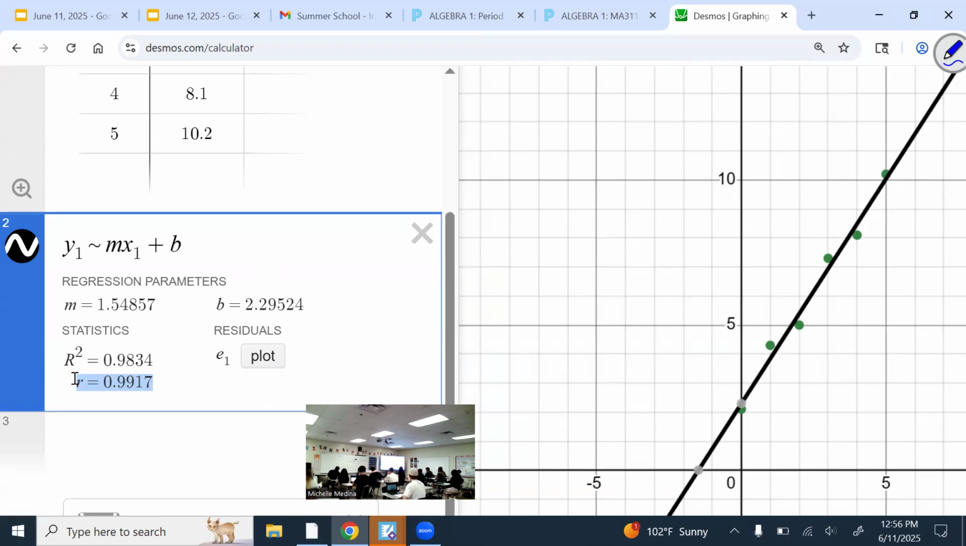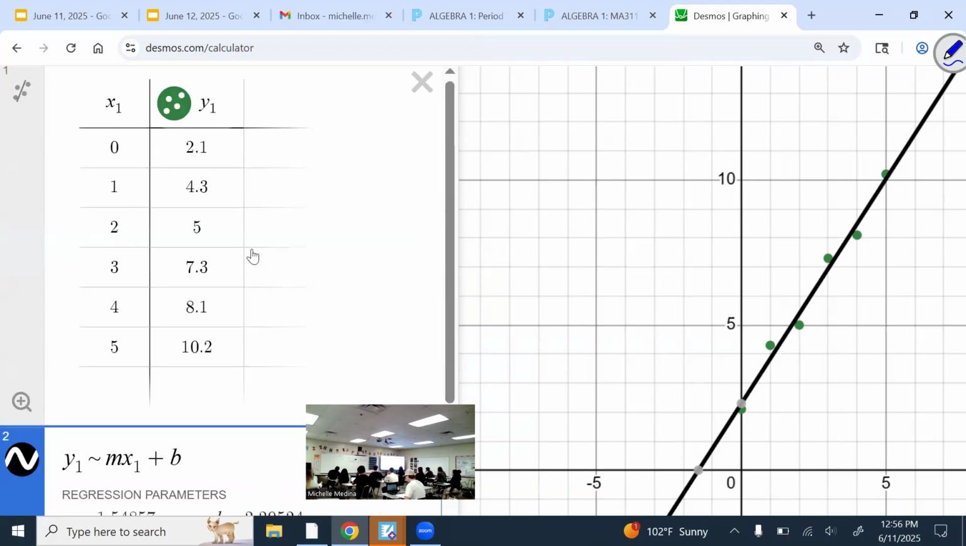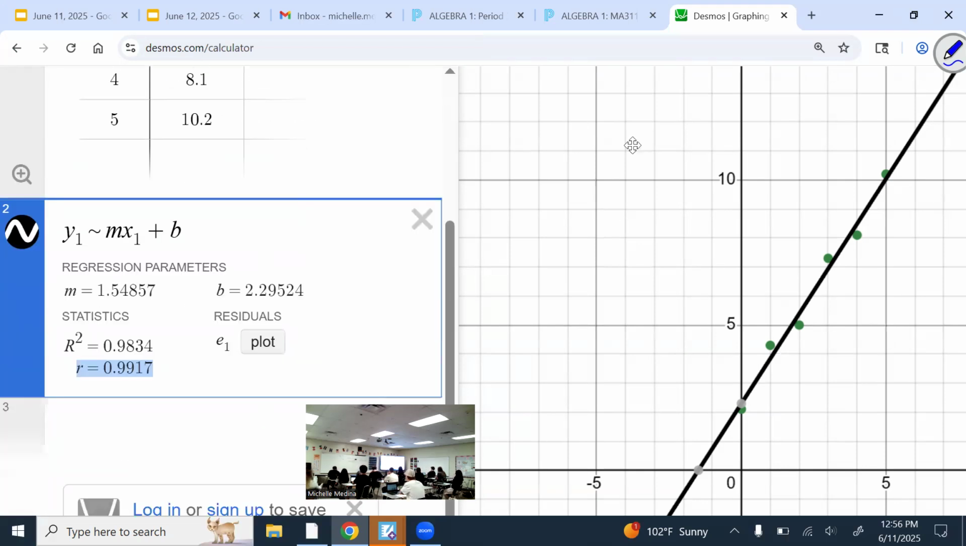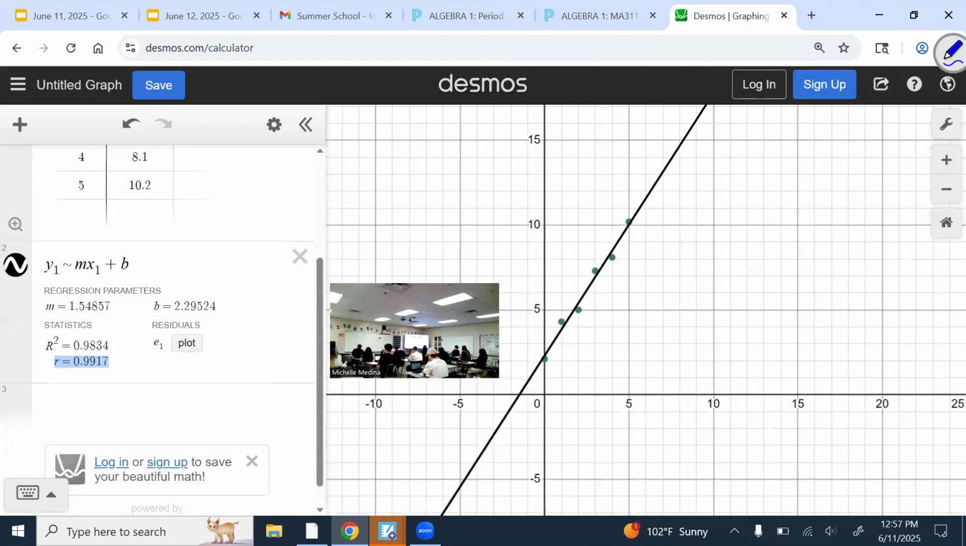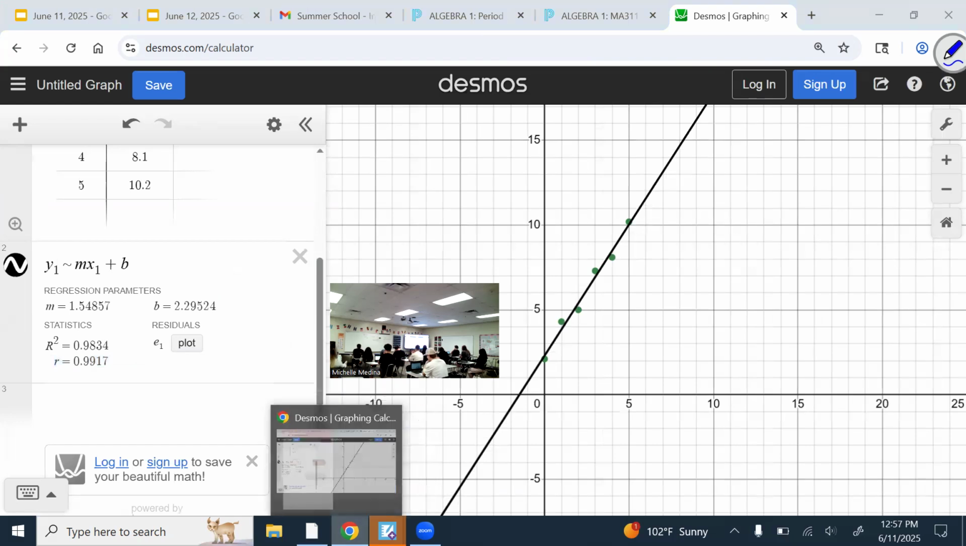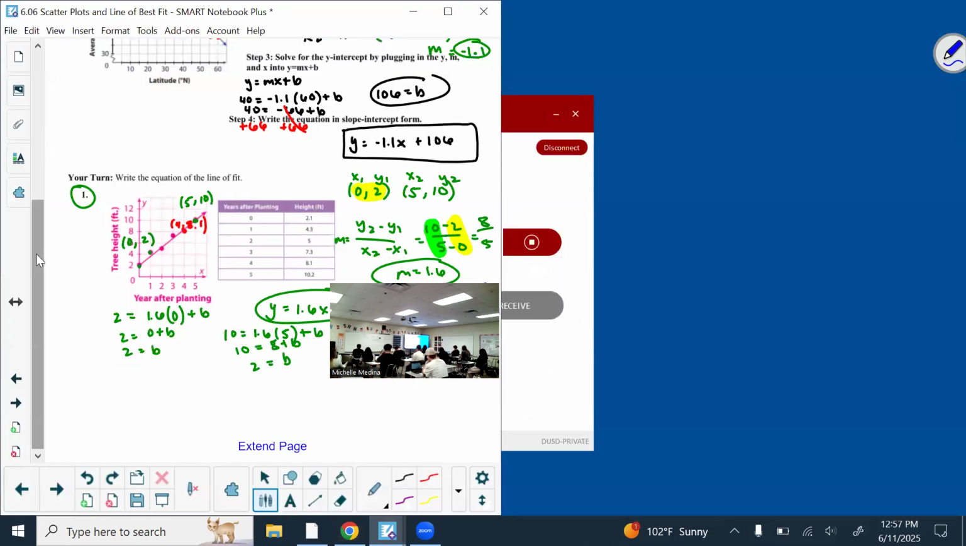So if you ever needed to calculate the R value, you'd plug in a table and do that. Now, because your practice is not a worksheet today, it's going to be on Schoology. I just want you to know, let's look at the last Your Turn.